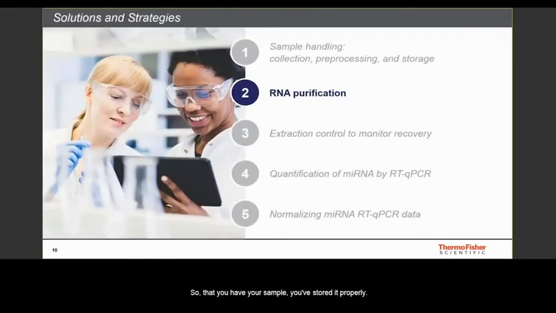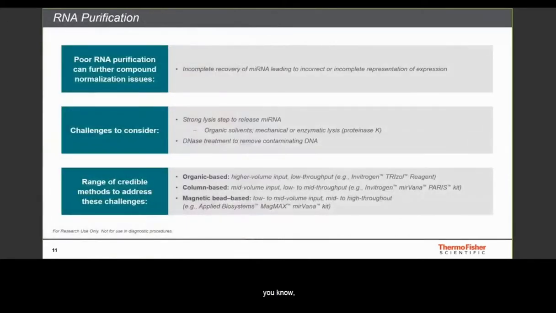So now that you have your sample and you've stored it properly, another potential source of variation is your RNA purification. If your RNA purification method is subpar, then of course that'll affect your recovery, and you may not be able to detect lower occurring microRNAs, and thus that will cause variation or problems detecting a true expression pattern.